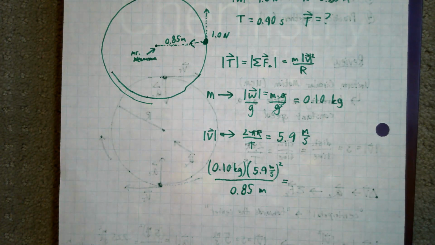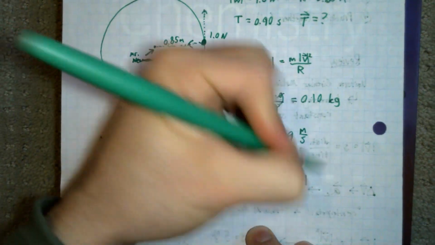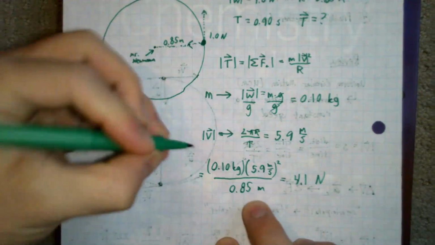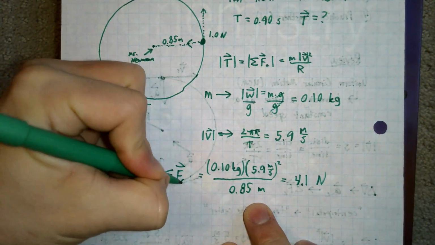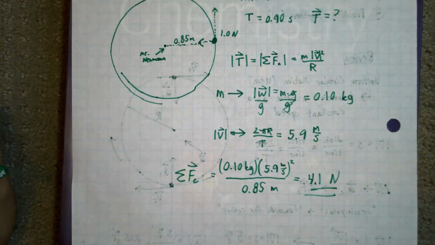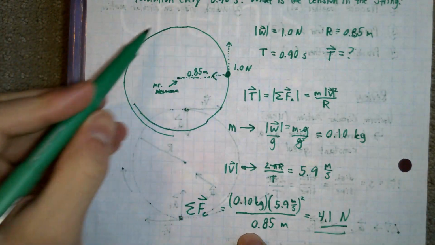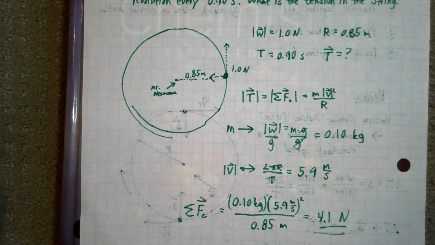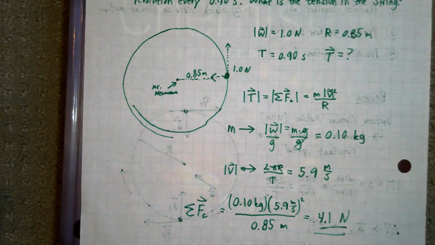0.10 times 5.9 squared, and our value is 4.1 newtons. This is our centripetal force. This is the force that's necessary to keep our apple in the circle. With a force of 4.1 newtons, our apple here can continue to travel around a circle with a radius of 0.85 meters with a weight of 1.0 newtons.